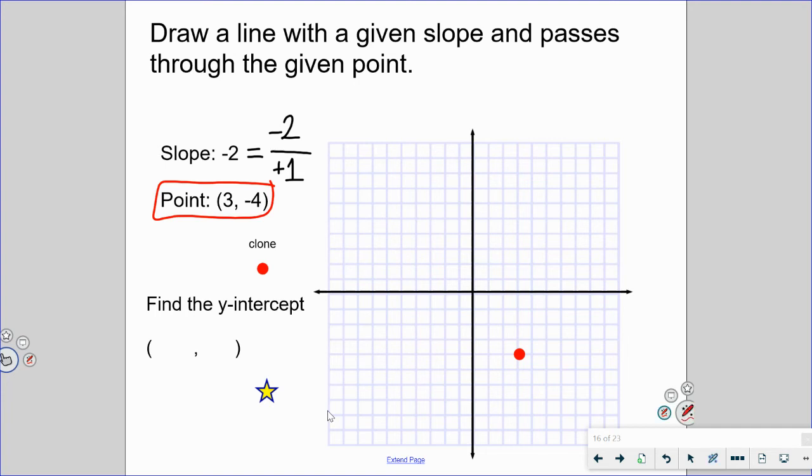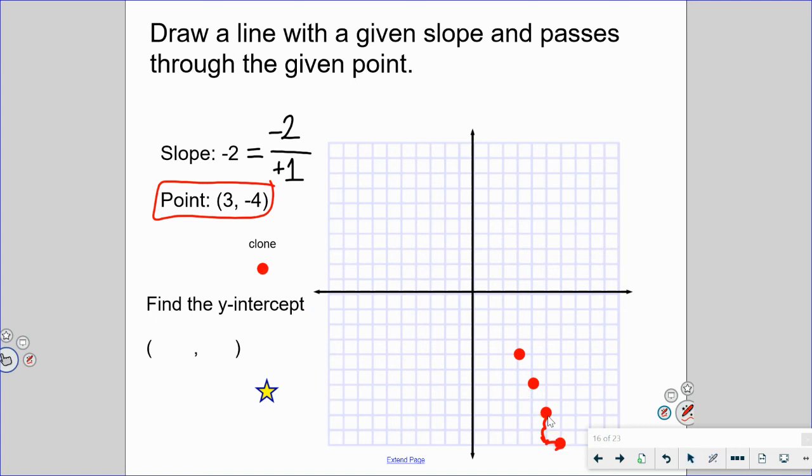So I'm going to go to that point that we have on our graph in the 4th quadrant. I'm going to rise, or should I say fall, 2 down, 1 to the right, and there's our next point. 2 down, 1 to the right, and there's our next point.